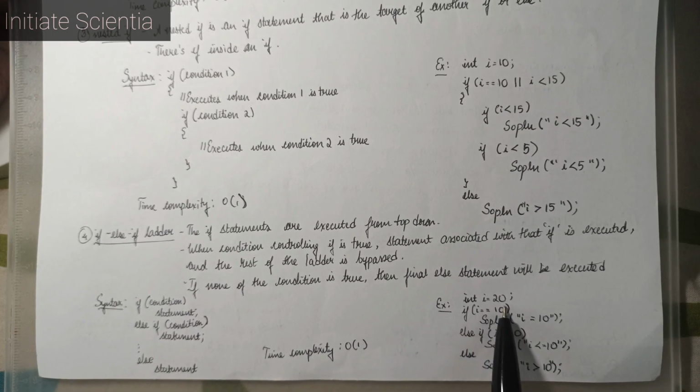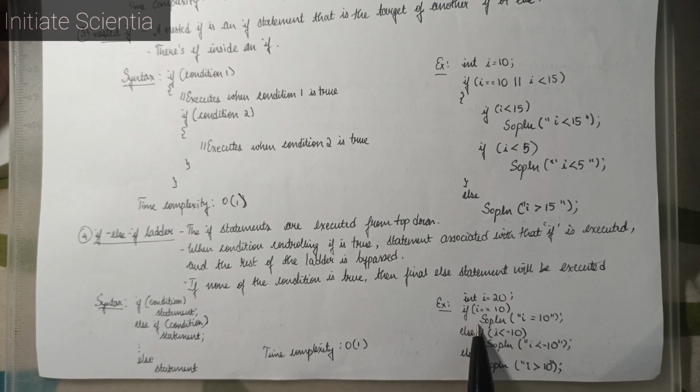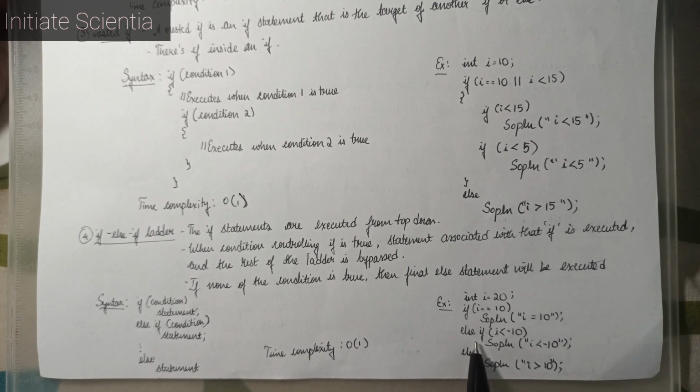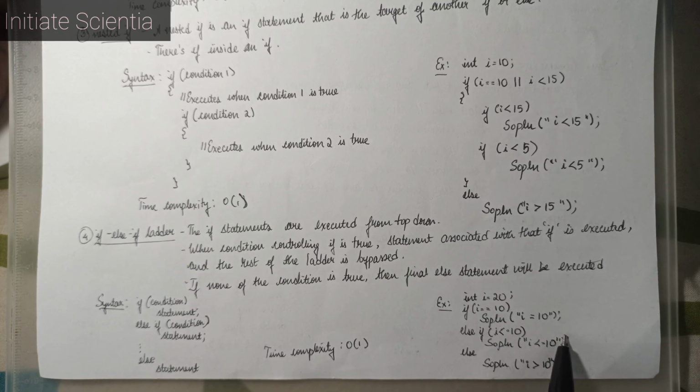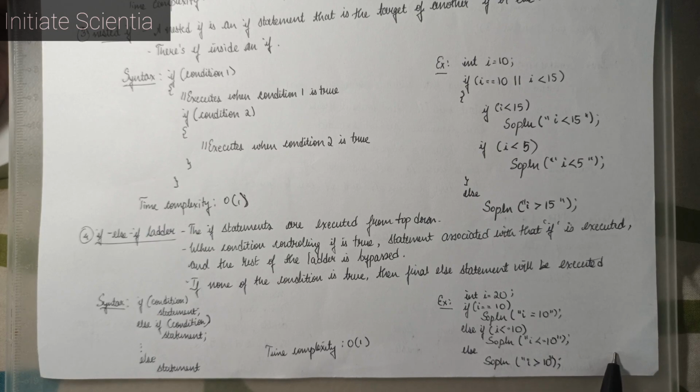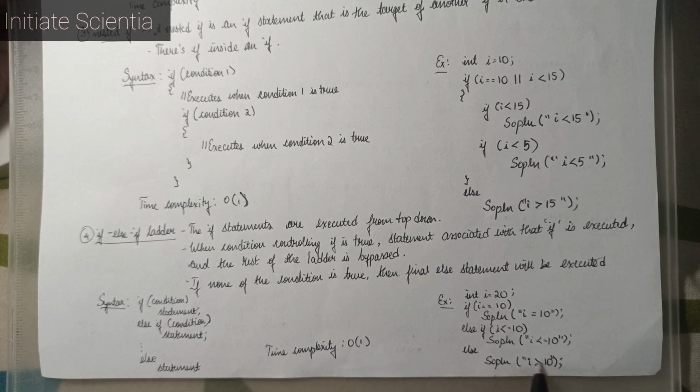Example: int i = 20. If i is equal to 10, print "i is equal to 10". Else if i is greater than or equal to 10, print "i is greater than or equal to 10". Else, print "i is less than 10".